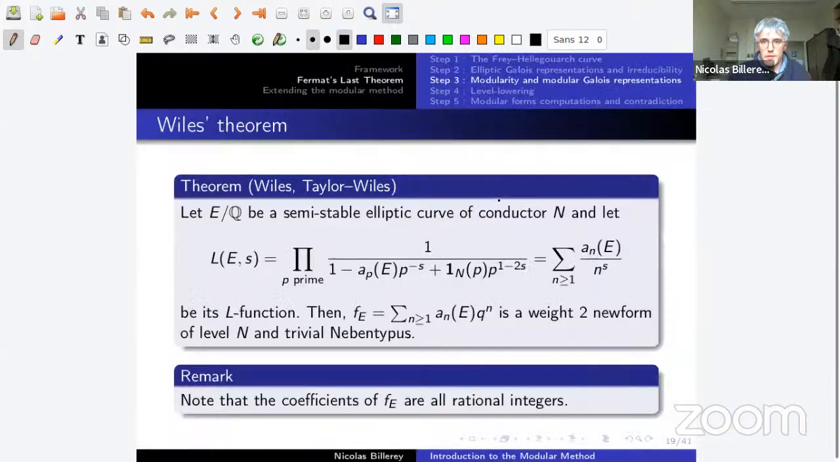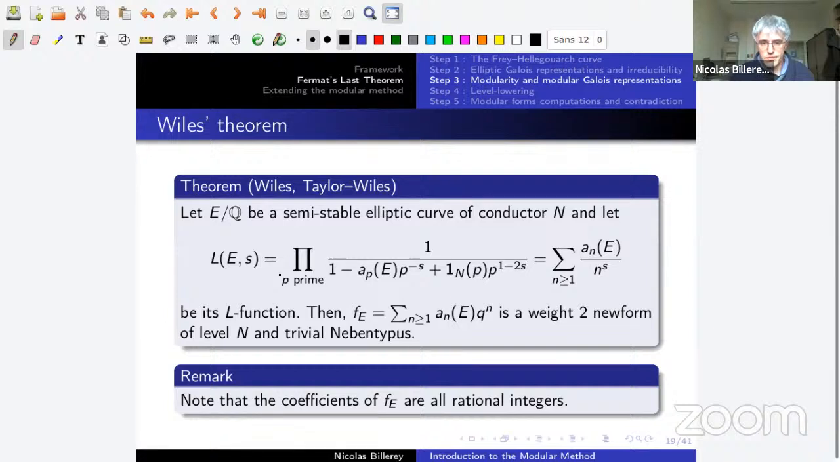So now we turn to the modularity step, which is the third step in the proof of Fermat's theorem. And then I have to recall the work of Wiles and Taylor-Wiles. So here's the setting. We have an elliptic curve E over Q, and let's assume it's semi-stable, because that's the situation for the case of Fermat's theorem. We have a semi-stable elliptic curve, and denote by N its conductor. And again, for a semi-stable elliptic curve, the conductor is just the radical of the minimal discriminant.